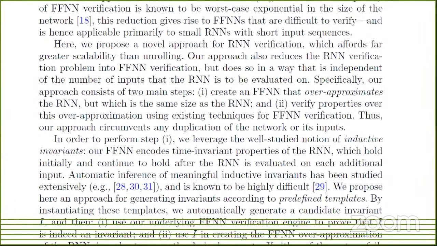Okay, so I'll go through this one paragraph from the intro, and I'll try to tell you what this paper is aimed at. These guys suggest a new approach for RNN verification, where the whole motivation is to achieve greater scalability than what you can get by unrolling. The way that they do this is by reducing the RNN verification problem to what they call an FFNN verification problem, where FFNN is nothing but feed forward neural networks, which is the kind of thing that we have been looking at.